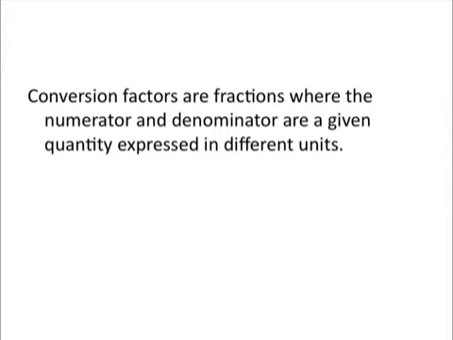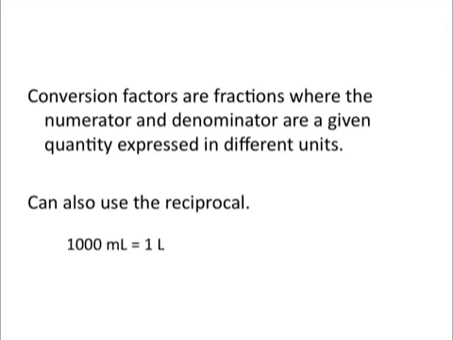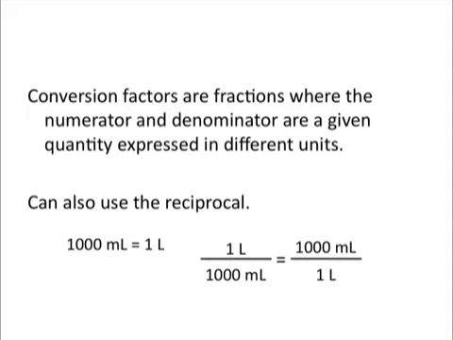Conversion factors are fractions where the numerator and the denominator are an equal quantity expressed in different units. Because the numerator and the denominator are equal, you can also express a conversion factor using its reciprocal. So if 1,000 milliliters is equal to 1 liter, you could write that as 1 liter over 1,000 milliliters, or 1,000 milliliters over 1 liter. Because those two values are equal, the value of the fraction or the conversion factor is 1, regardless of the direction that the conversion factor is written.